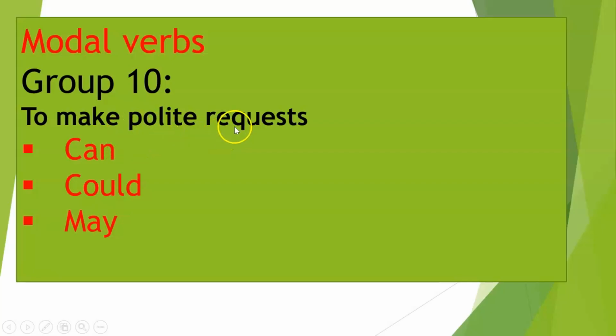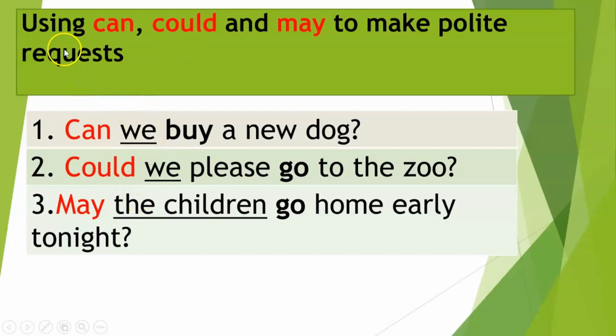And to make polite requests, can, could, and may. Let's take a look here. Okay, so can, could, and may to make polite requests. Number 1, can we buy a new dog? Number 2, could we please go to the zoo? And number 3, may the children go home early tonight?